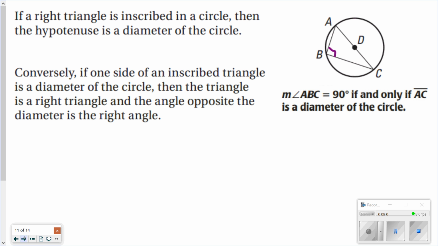If a right triangle is inscribed in a circle, then the hypotenuse is the diameter of the circle. So if you look here, we see we have a right triangle. So the diameter is the hypotenuse of that triangle. And we know the opposite. If we know that we have a diameter that's the hypotenuse of the triangle, then we know it's a right triangle.